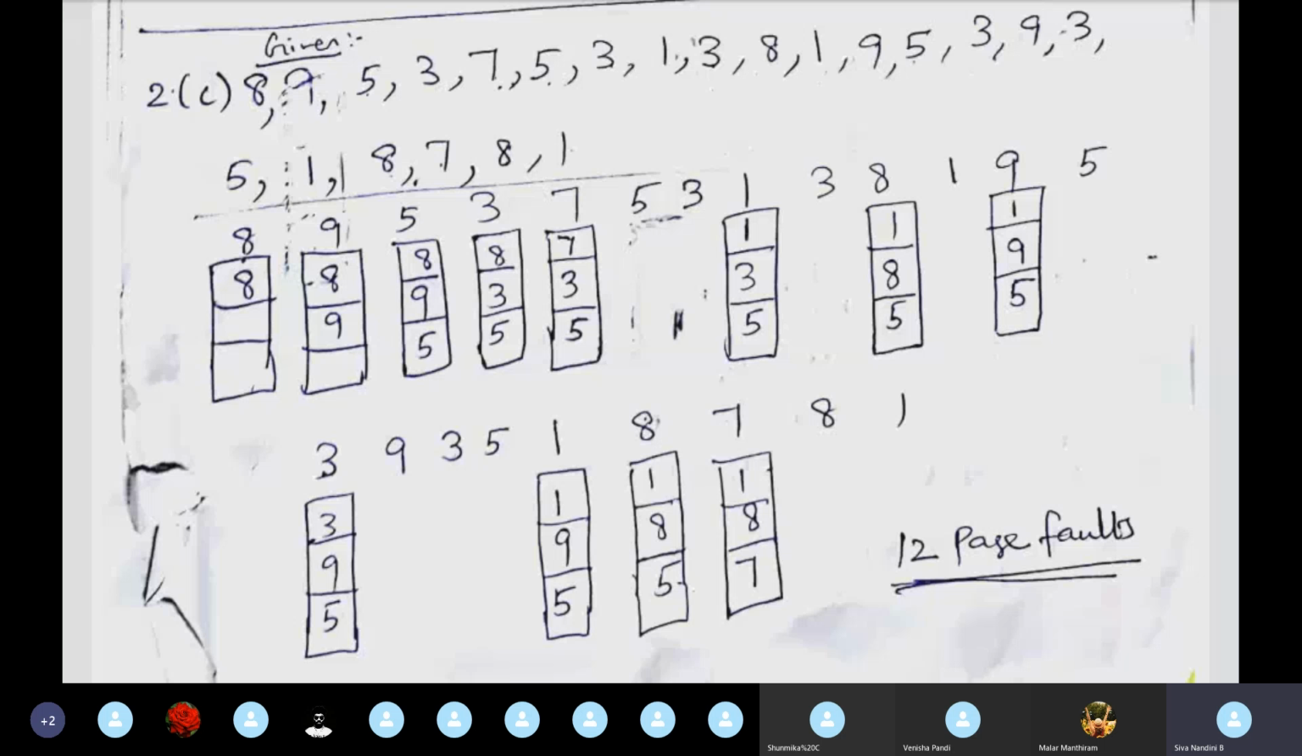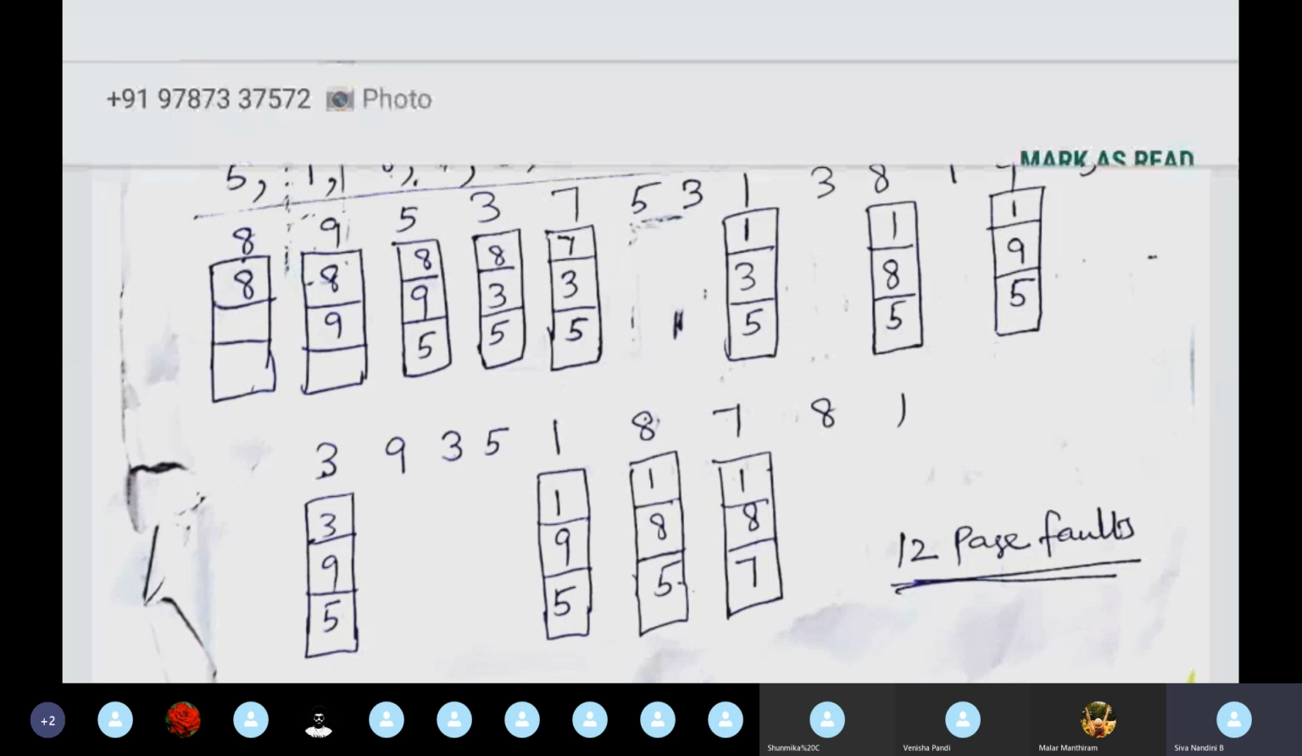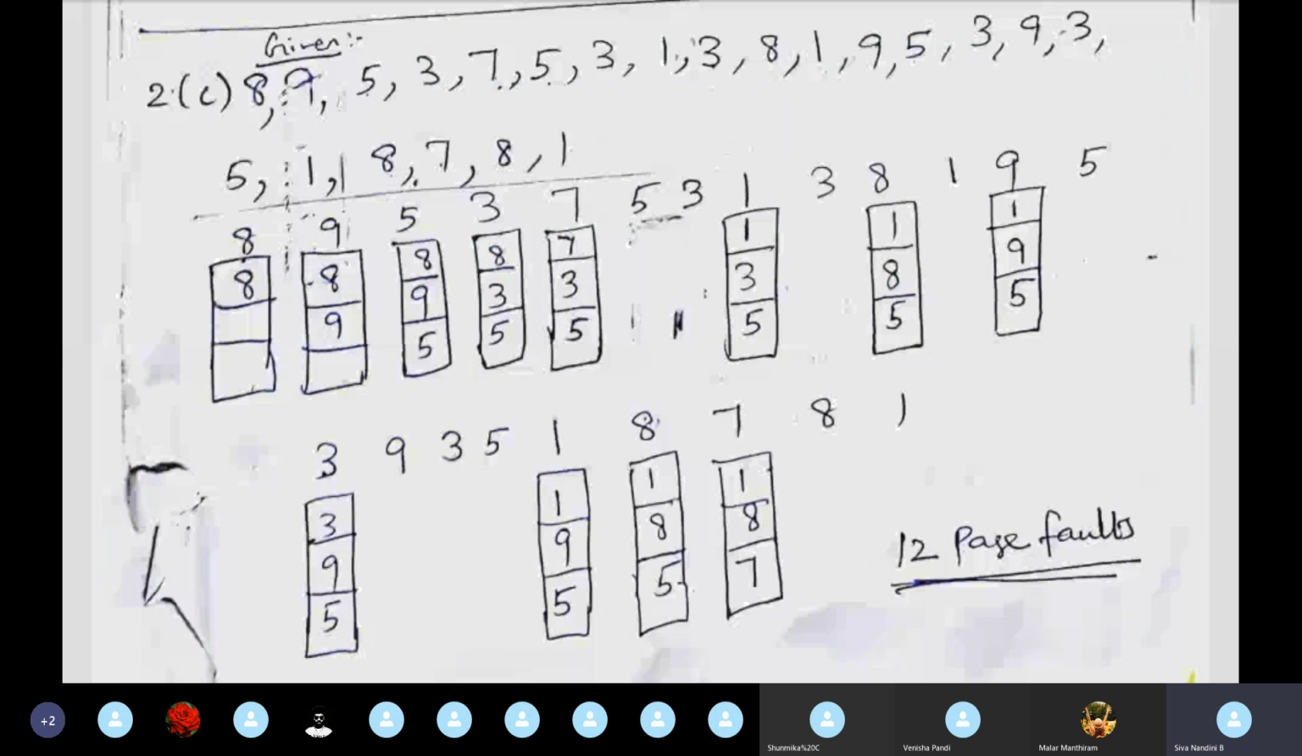So I am replacing this page 3 with page 1. So the newly framed block contains 1, 9 and 5. So the next we are having 8. So this 8 is not in the frame. So we need to replace any page with this 8. So now we can see the future pages because our frame content is 1, 9 and 5.